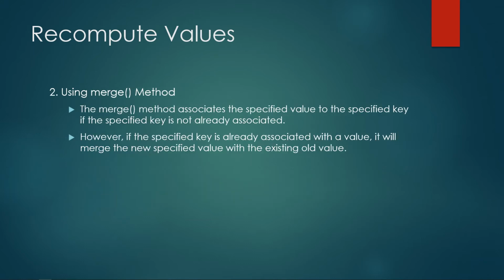We can also recompute values using the merge method. The merge method associates the specified value to the specified key if the specified key is not already associated. However, if the specified key is already associated with a value, it will merge the new specified value with the existing old value.